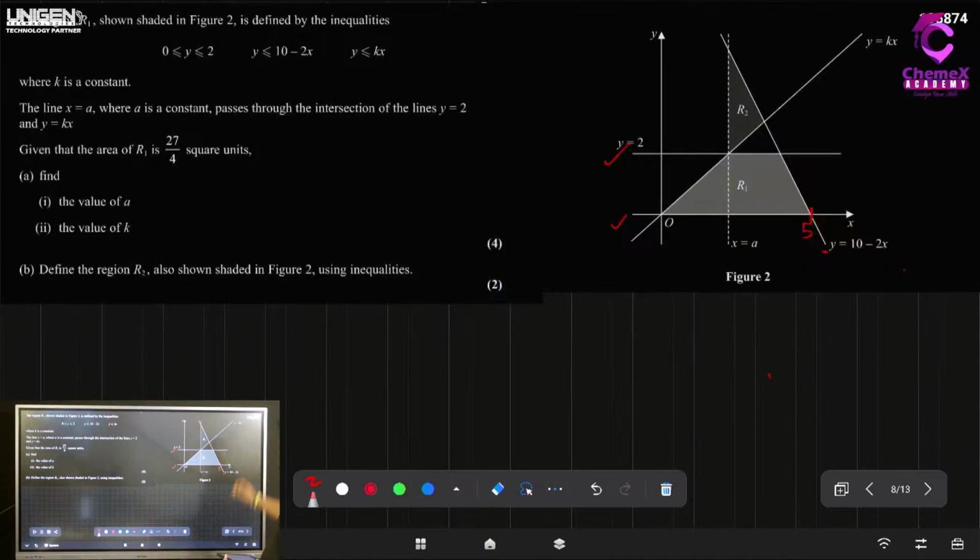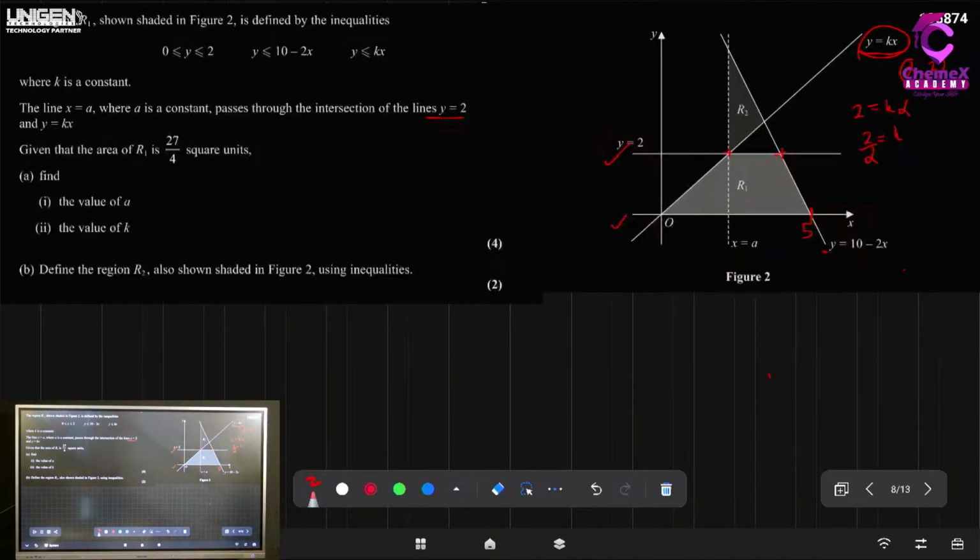Then there's another line y equals kx. They say it passes through the intersect y equals 2. These two pass through the intersect. This is 2 and this is 2. So if it passes through the intersect y equals 2, for this equation we know two coordinates. This is going to be alpha comma 2, x and y. So 2 equals k times what? Alpha. So k is equal to 2 over alpha.